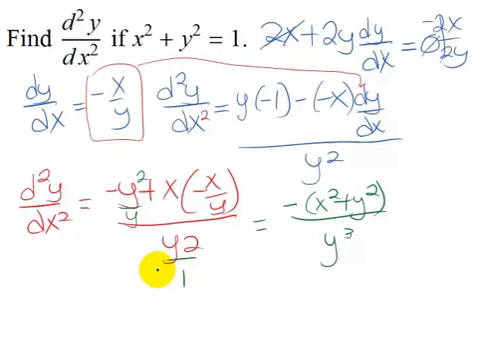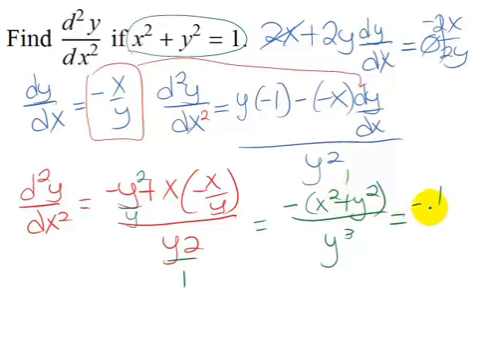So our denominator ends up y cubed, but this numerator, the reason I factored the negative out is because we know that x squared plus y squared equals 1, so we can replace that with a 1 and have negative 1 over y cubed, and there is our second derivative.